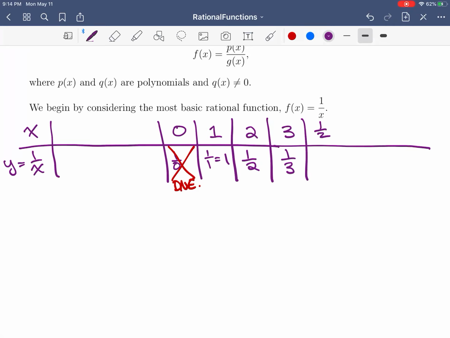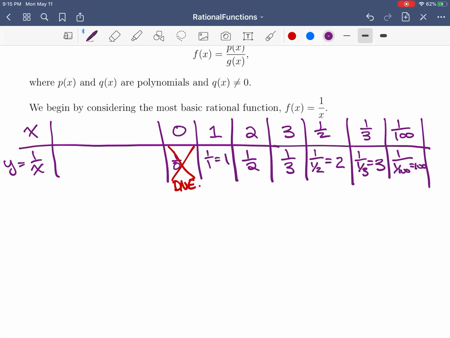What if I have something that's closer to 0, like 1/2? Then I have 1 divided by 1/2. This is actually 2. So you flip the denominator and multiply. And if I get even closer to 0, let's say 1/3, I'm going to have 1 over 1/3. This is 3. So if I get closer and closer to 0, let's say 1 over 100, this is 100. So the y values get bigger and bigger and bigger.